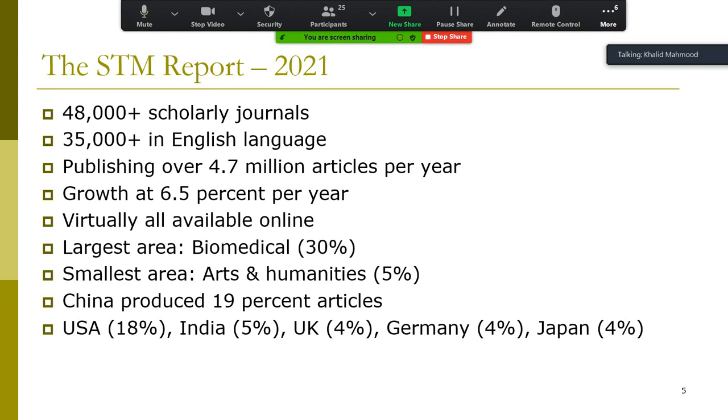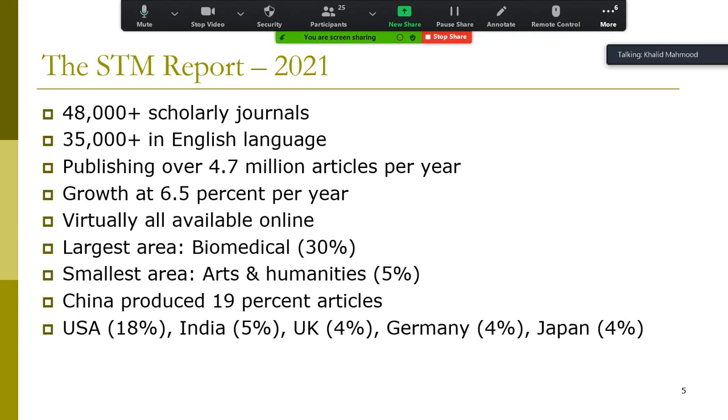All these journals are publishing over 4.7 million articles per year, and the growth of article publication is 6.5% per year. Nowadays virtually all research journals are available online. One can access those journals through the internet or through the websites of the publishers. The subject division is here. The largest area covered by these journals is biomedical sciences, which is 30%. The smallest area is arts and humanities, which is only 5%.